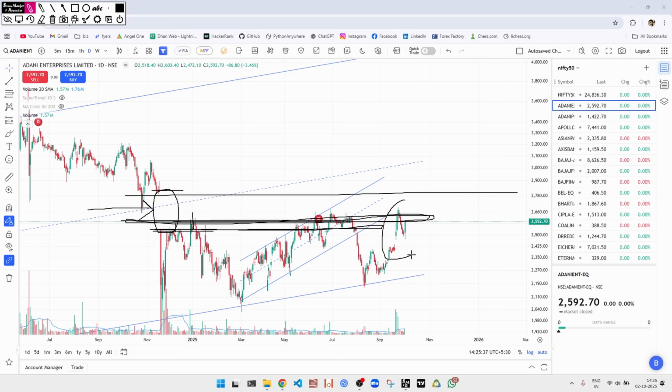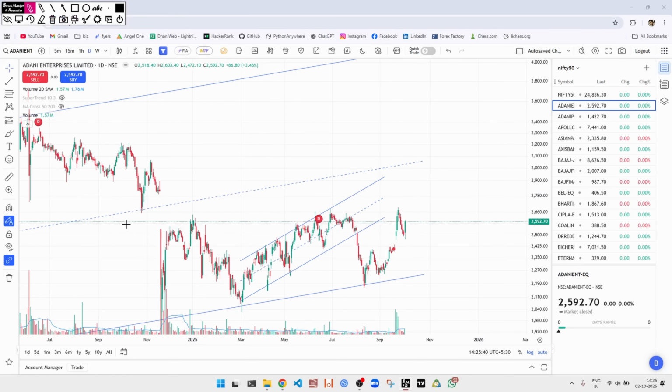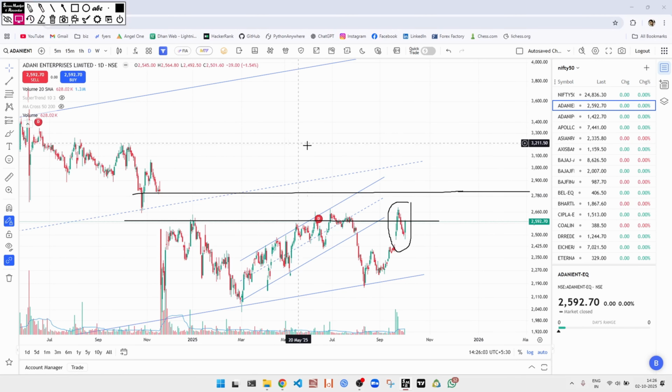But now this up move, let me remove all the drawings and make it a bit clear. With this up move, I guess the days are not far that we can see prices up to 2800. I am slightly bullish on Adani Enterprises over the next few months. I think that in the next few months we can see prices of 2800. That was all about Adani Enterprises.